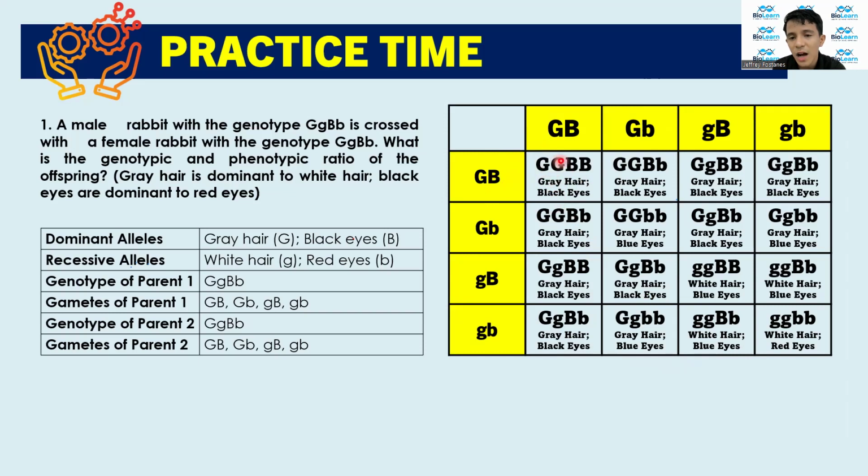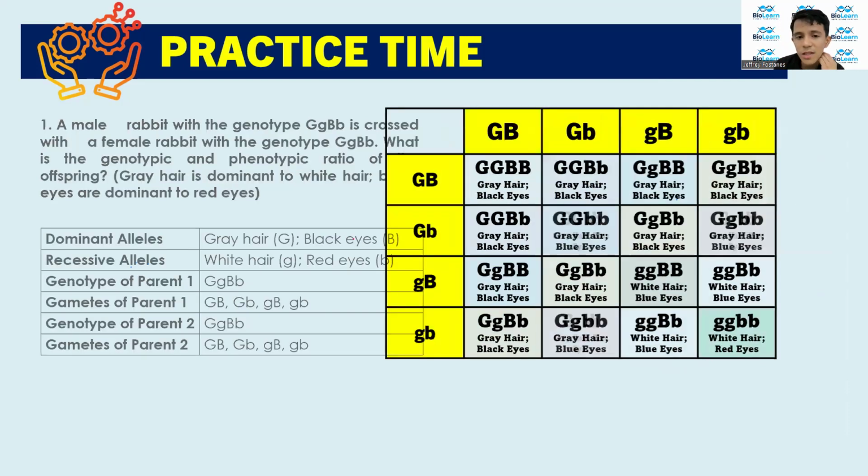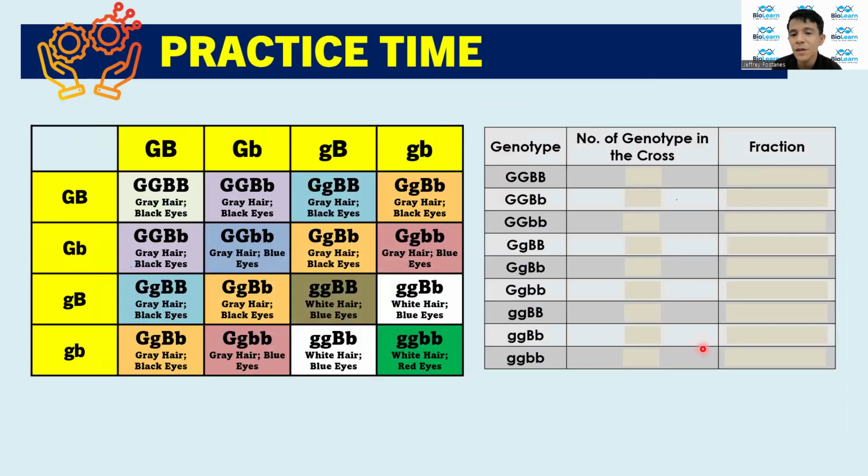So this homozygous dominant G, that's gray hair. Homozygous dominant B, that's black eyes. This one, this is homozygous recessive G, this is white hair. And the heterozygous B, that's blue eyes. Okay? Now, you try to get the genotypic ratio.